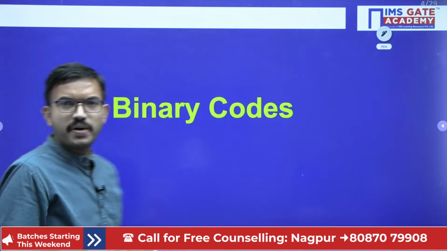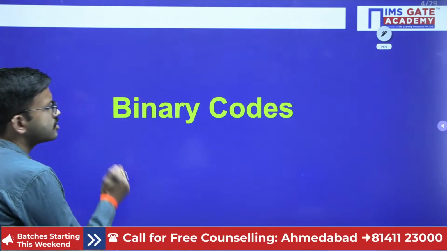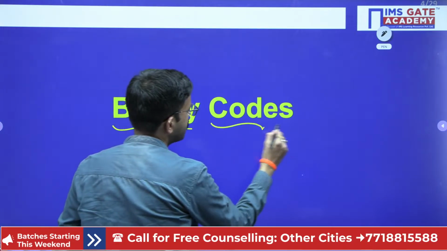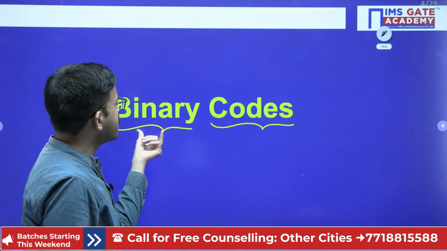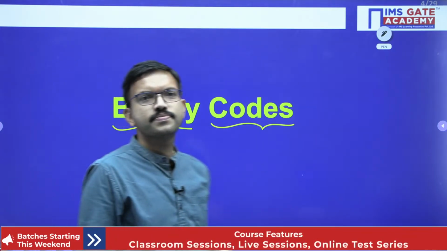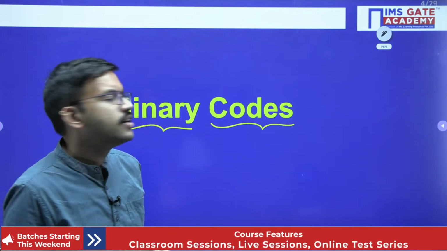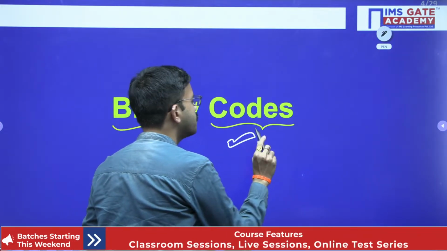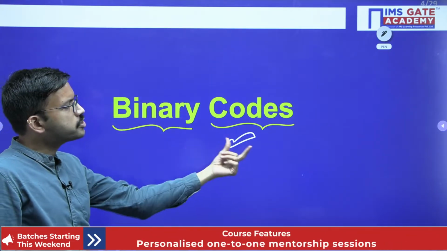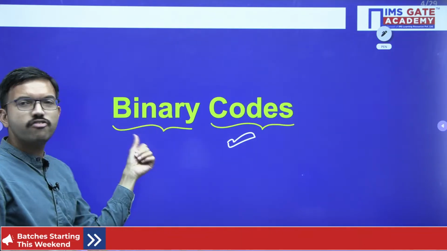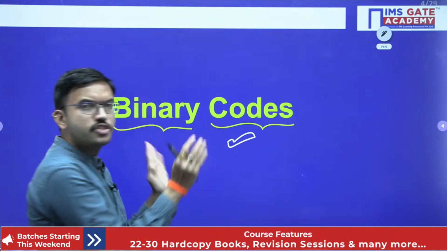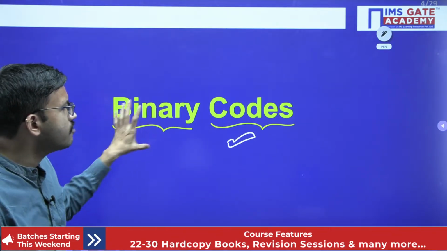Now in this particular session, let us start the last topic of the first chapter, that is binary codes. Here you are having two terms. The first term is binary, the second term is code. What do you mean by code? In general, code is nothing but some pattern of symbols, but here we are using the term binary. That means those symbols will be in the combination of zeros and ones. So here we will use a pattern of zeros and ones. I hope you got the clarity on what is binary code.